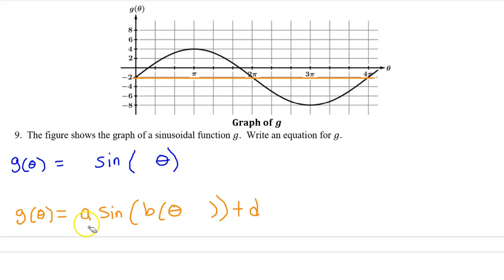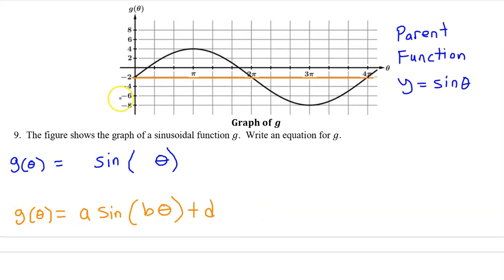We just need to find the values of a, b, and d. This period has the same orientation as the parent function, so the a value will be a positive number. Specifically, the a value will match the amplitude. Be careful, we are not counting by ones on the y-axis.